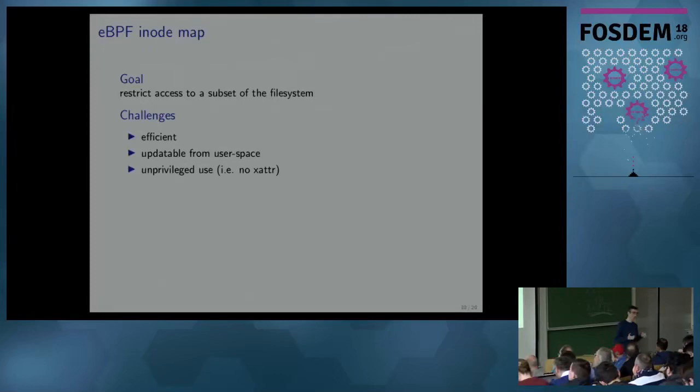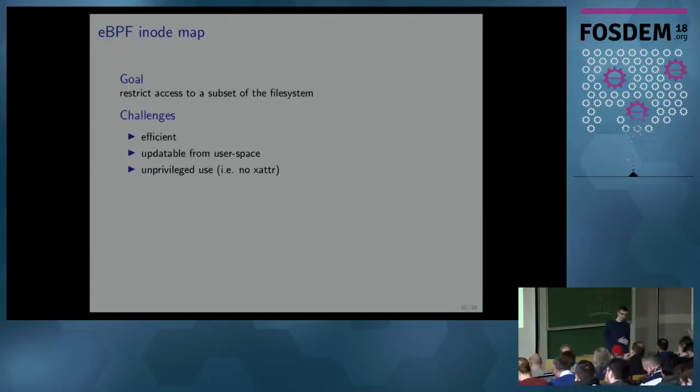We want this whitelist to be updatable by user space at runtime to be able to add more files, more restrictions, or to remove them if you want to. And last but not least, we want this whitelist to be updatable and to be useful for unprivileged processes as well. So, for example, we cannot use extended attributes from a file system because extended attributes can only be written by someone that is allowed to write on these files. So if you are in a read-only environment, you will not be able to write extended attributes. So that is a problem.